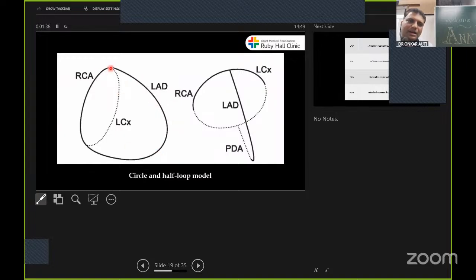So this is your RCA, this is your LAD, this is your LCX. This is called the circle and half loop model. This gives the blood supply to the entire heart from all the sides.